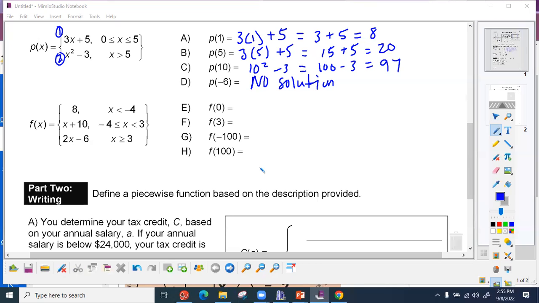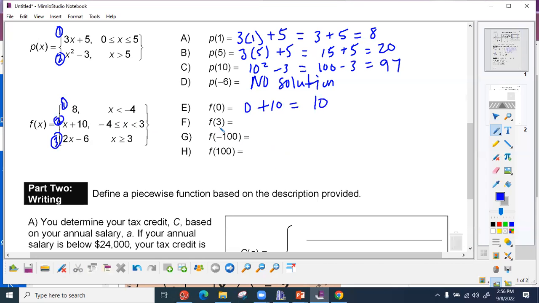All right, guys. All right, so for f of 0, you're going to tell me, did you use 1, 2, or 3? For f of 0, you should have used 2, right? Because 0 is between -4 and 3. So you plug it in, so you have 0 plus 10 equals 10.